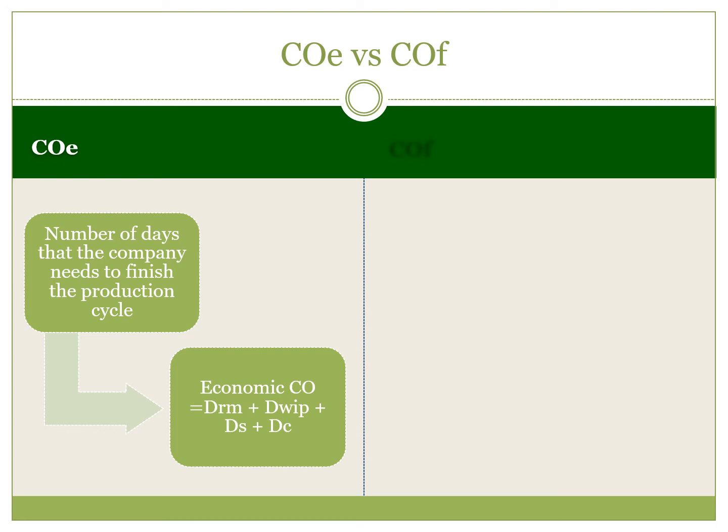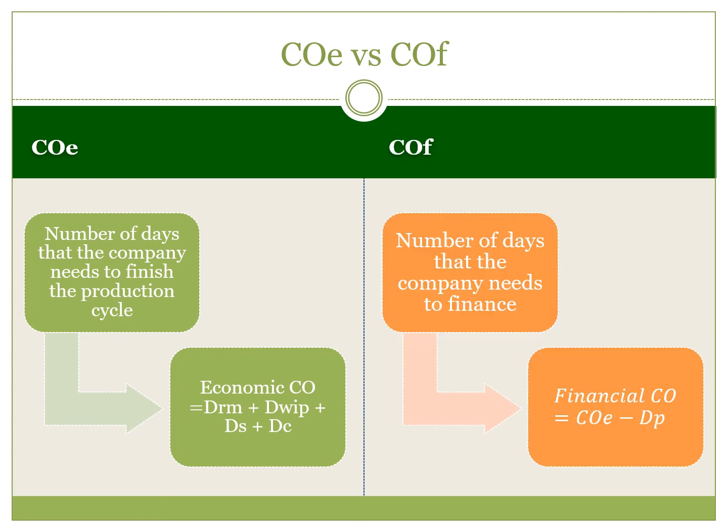Then we have the financial cash operating cycle, and this is the number of days that the company really needs to finance from the whole production cycle. So to calculate it, we do the economic cash operating cycle minus the payment days. But what does this mean? What does it mean that these are the number of days that the company needs to finance?